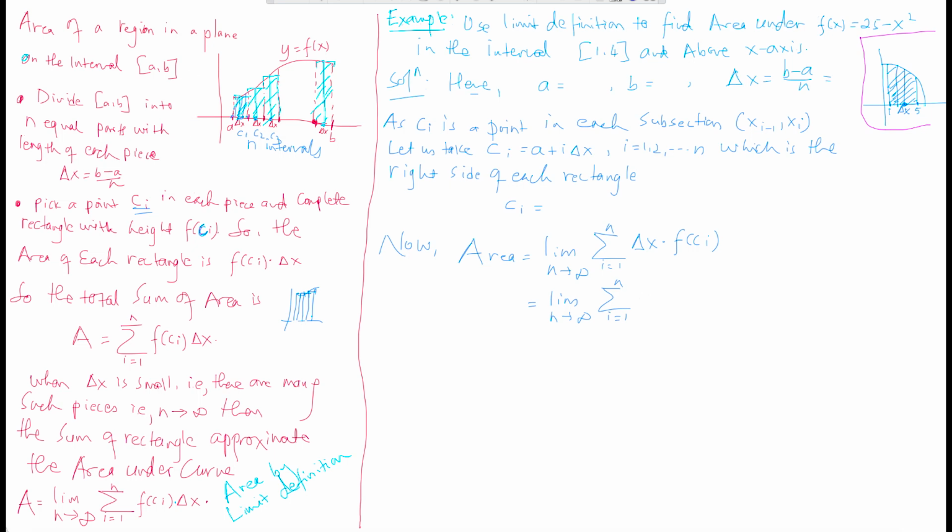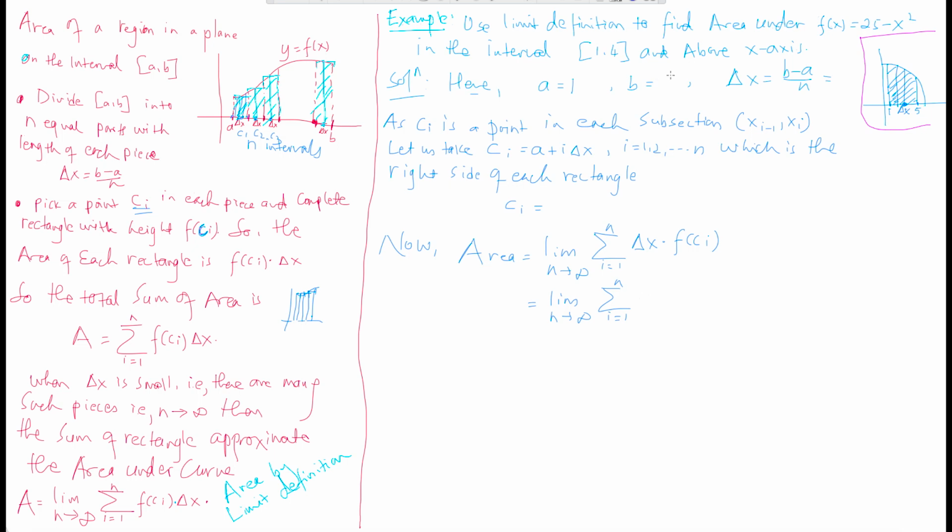Let's do that. Use the limit definition to find the area under 25 minus x squared in the interval 1 to 4 and above the x-axis. So this is that curve in the interval 1 through 4. This is the shaded region. So you are basically finding the area under this curve, over the x-axis, to the left of 5 and right of 1. So again, here what is a? a is 1, the left endpoint of the interval. a is 1.